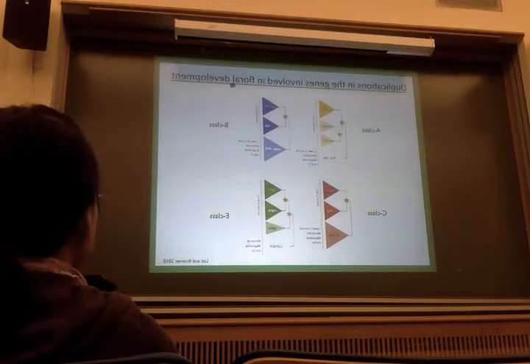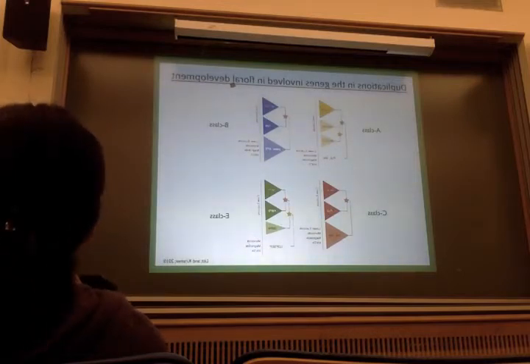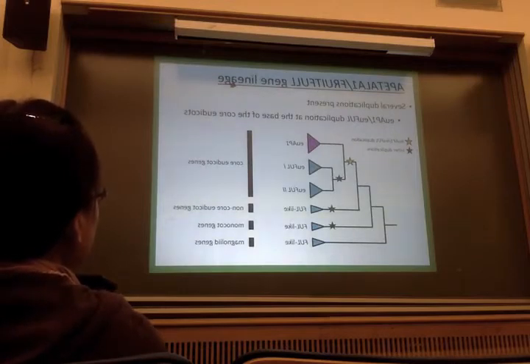And these triangles represent groups of closely related genes. And the stars that we see at these branches are where duplications have happened. So you can see that there are quite a lot of duplications in these genes that are involved in floral development. And I'm interested in one particular lineage of these genes, which is the APETALA1-FRUITFULL gene lineage.